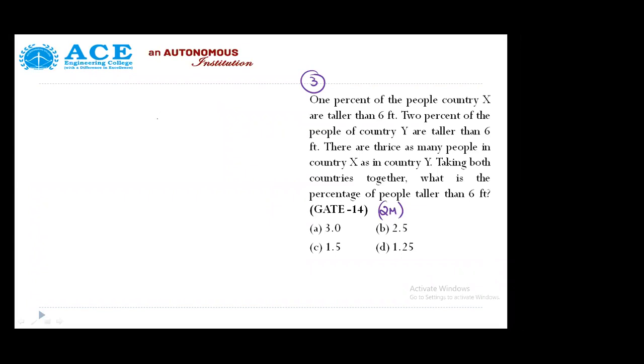Here is third one. 1% of the people in country X are taller than 6 feet. 2% of the people of country Y are taller than 6 feet. There are thrice as many people in country X as in country Y. Taking both countries together, what is the percentage of people taller than 6 feet? Now here, if you just go through the data, my dear friends, you just see what are the inputs they given.